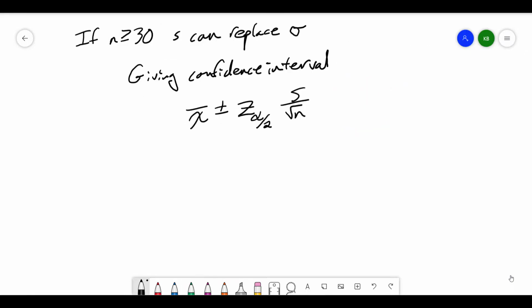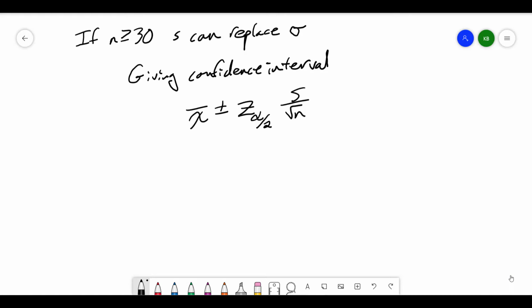We've also been talking about times when the population variance is known. However, there are going to be times when the population variance is unknown. So if our sample size is greater than or equal to 30, and we're using the central limit theorem to say it's approximately normal, we also can use our sample standard deviation to approximate our population standard deviation.